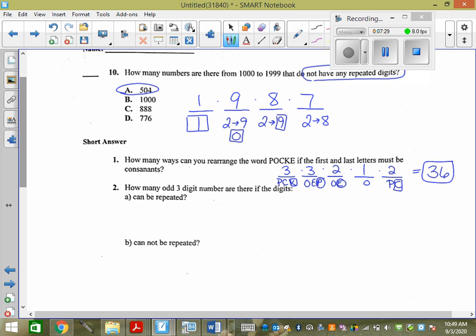Okay, how many odd 3-digit numbers are there if it can be repeated or cannot be repeated? Okay, so, can be repeated. In order for it to be odd, it needs to end in 1, 3, 5, 7, 9, which is 5. I don't box any because it can repeat, so it doesn't matter what I left there. Then I have 1 to 9 because I can't start with a 0, so that's 9. And then I have 0 to 9, which is 10, which is 450.